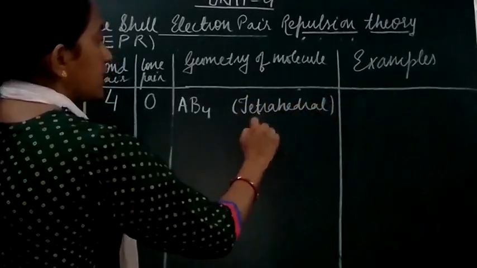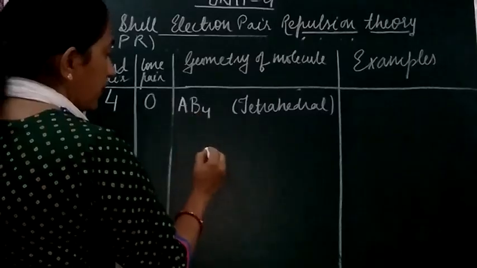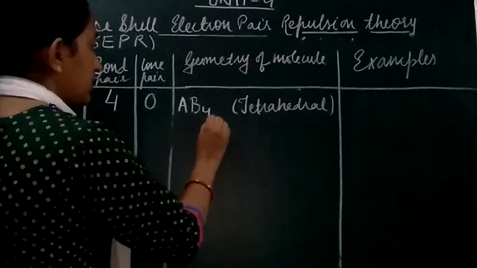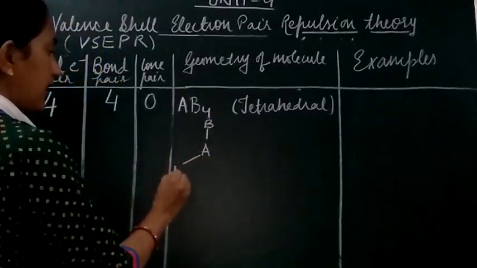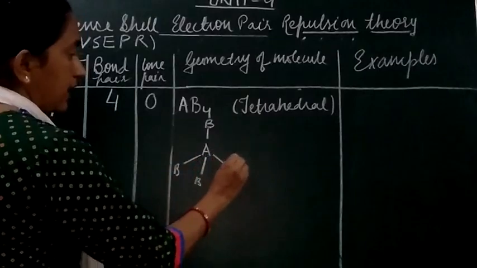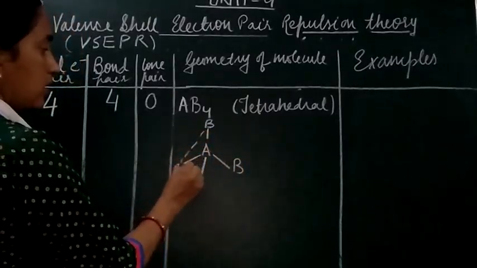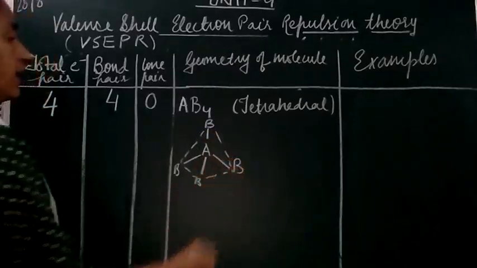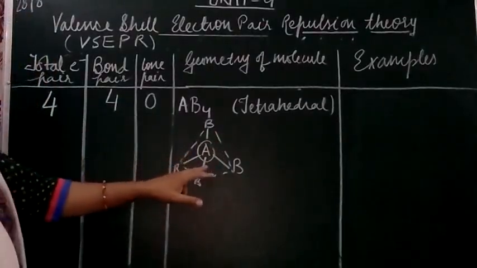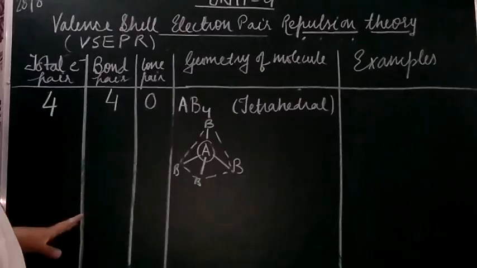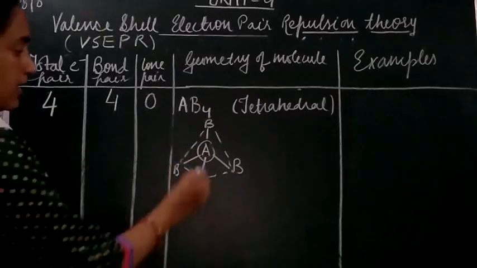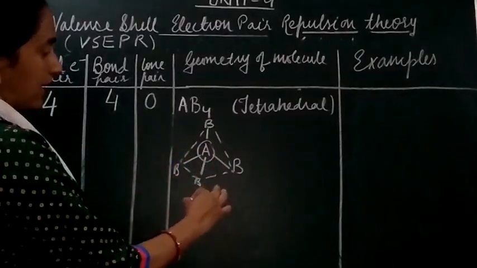The regular geometry is going to be tetrahedral, and we arrange it like this: this is the central atom A, this is bond pair 1 here, this is another bond pair, this is another bond pair, and this is another bond pair. So we have a tetrahedral geometry. This is the central atom around which the bonds are arranged in such a way that they are at maximum distance apart. To get the 4 atoms arranged around the central atom, the only possible way to get the minimum repulsion is this one.